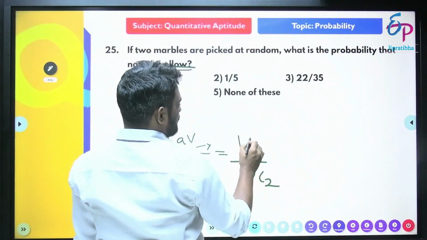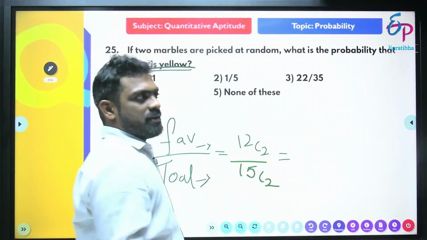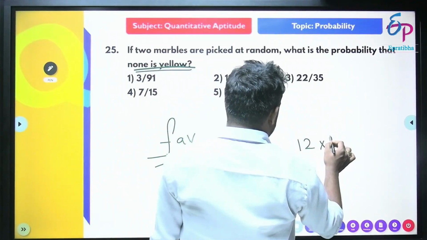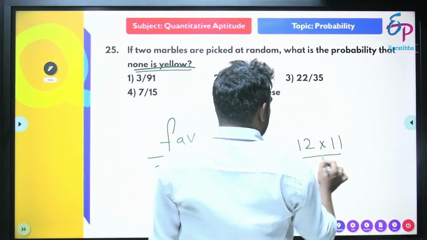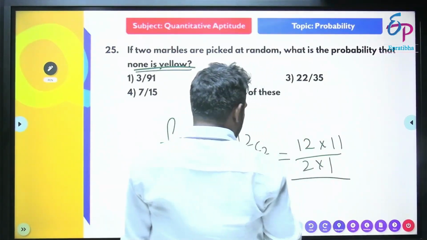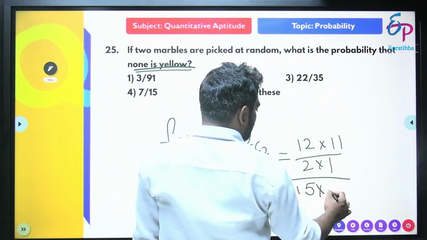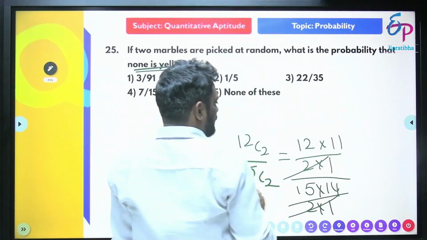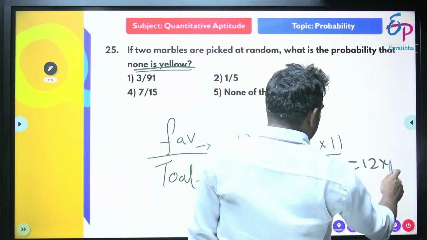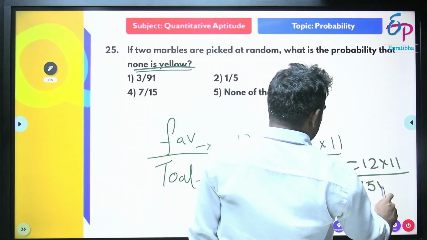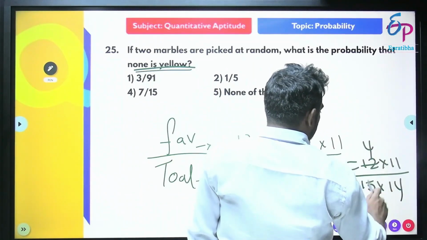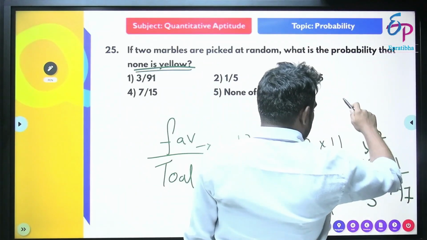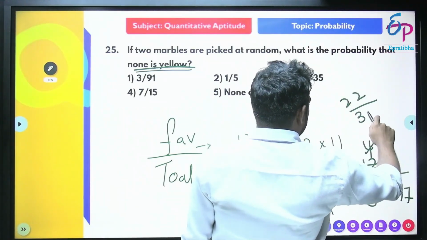From those 12 marbles, we have to pick 2 marbles. 12C2 means 12 into 11, two numbers, divided by 2 into 1. 15C2 means 15 into 14 by 2 into 1. The 2 into 1 cancels. So 12 into 11 by 15 into 14. 3 fours are 12, 3 fives are 15, 2 twos are 4, 2 sevens are 14. So the answer is 22 by 35.